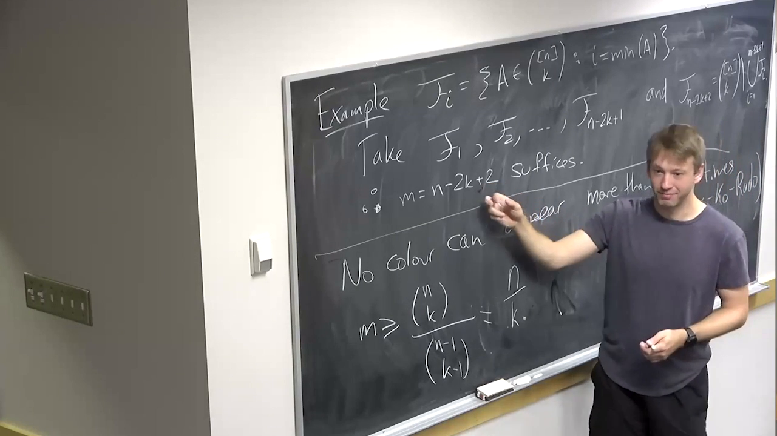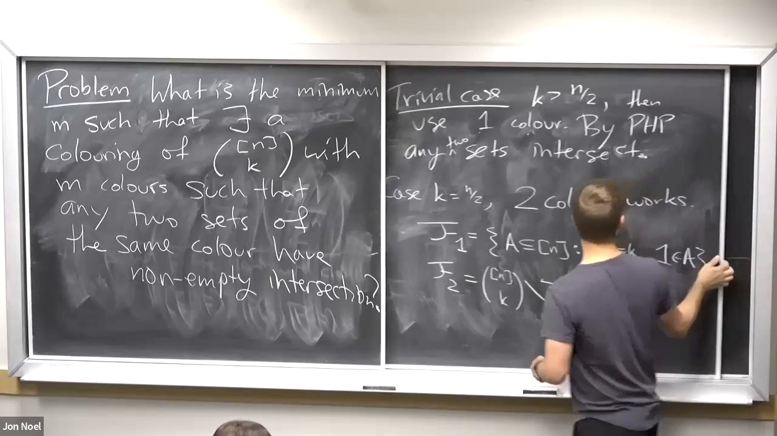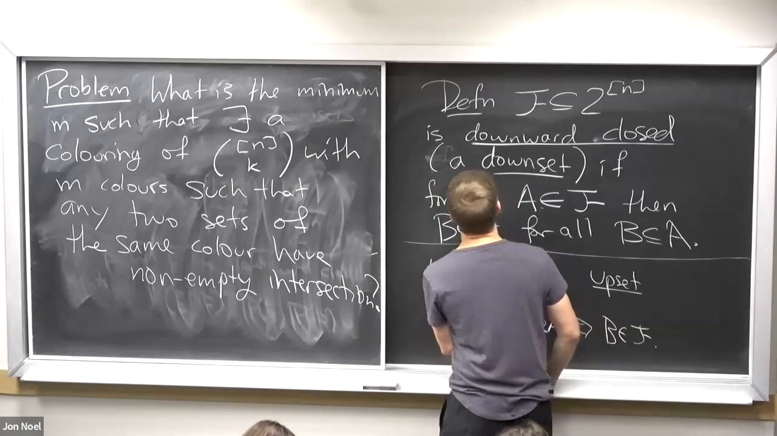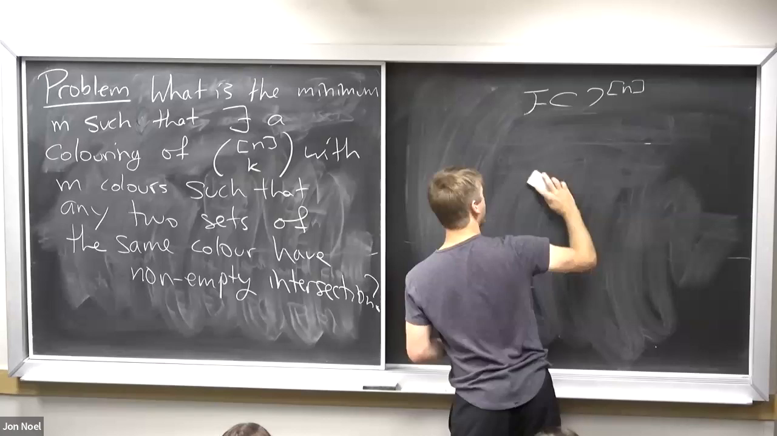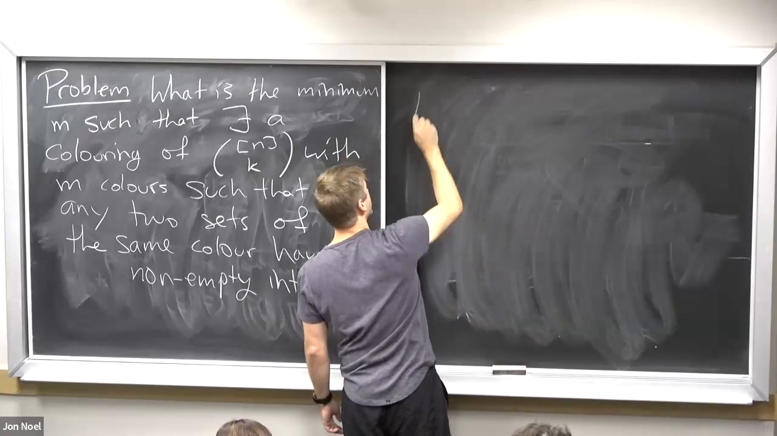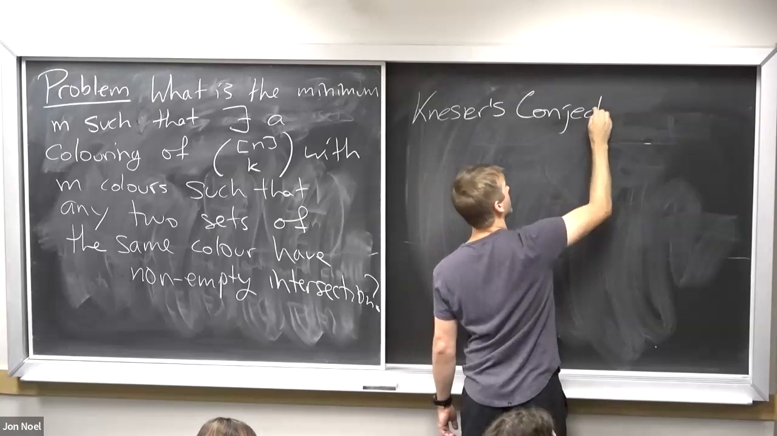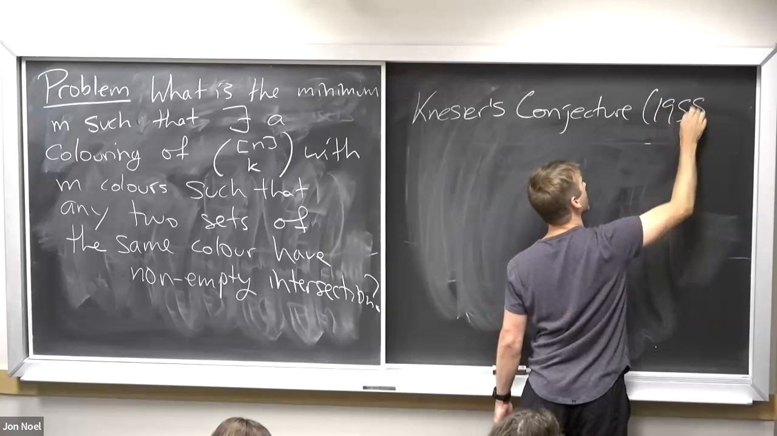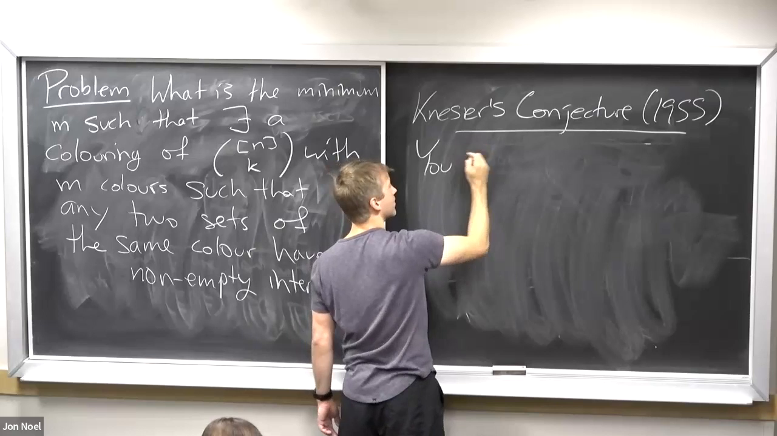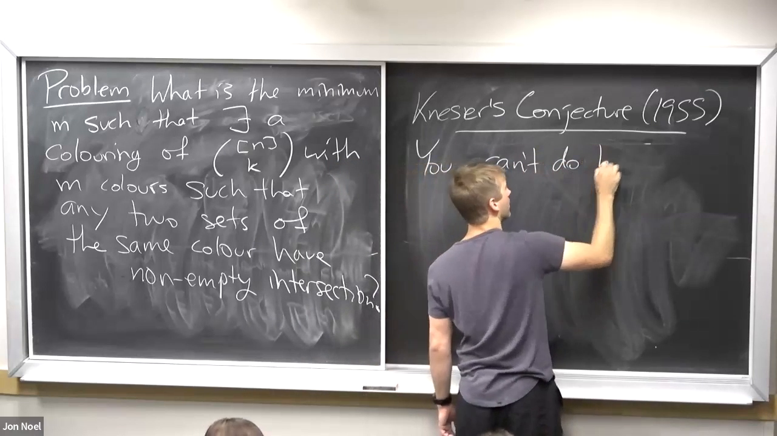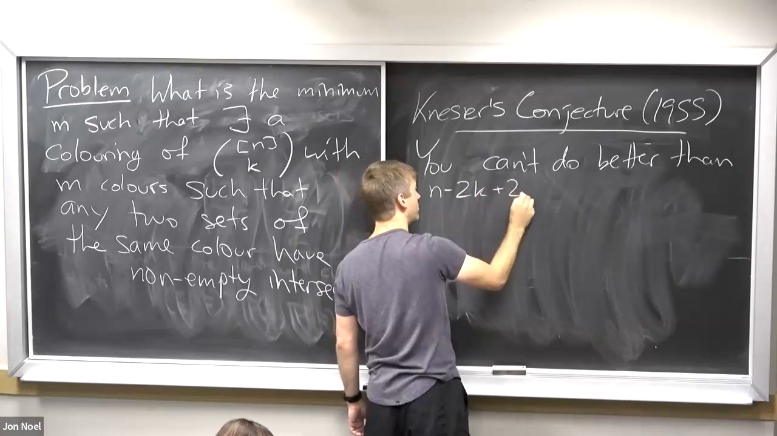So what we're going to prove next time is that this is the answer. It is really that. This was actually an old problem known as Kneser's conjecture in 1955, which said basically you can't do better than n minus 2k plus 2 colors.